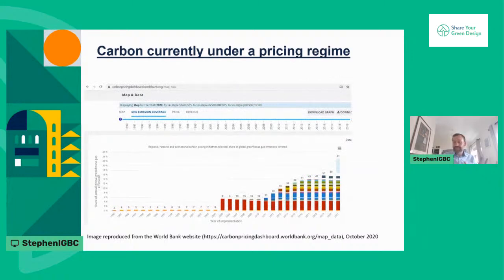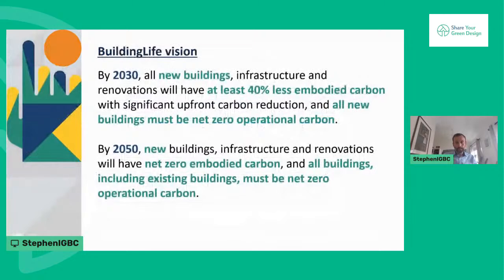Now, this is the same data, only it shows the growth in the proportion of our emissions that are under some form of pricing regime. There's 23% today, and that's only going to go upwards. So the aim of the Building Life project, or the main aim, is to reduce embodied carbon by 40% this decade and work towards zero embodied and operational by mid-century.